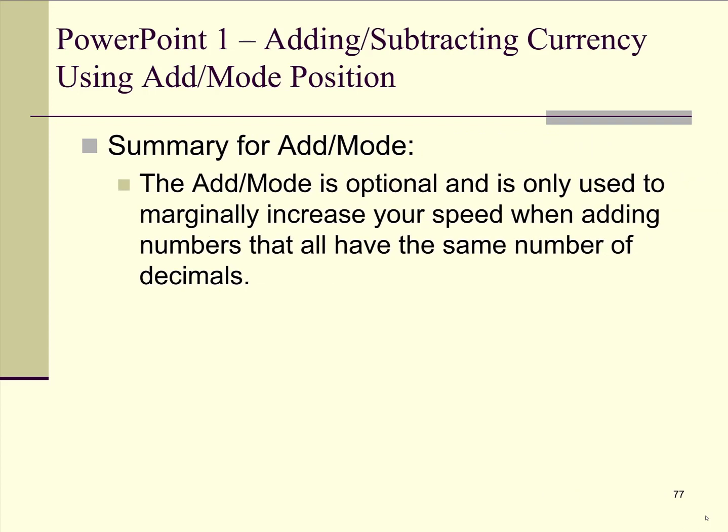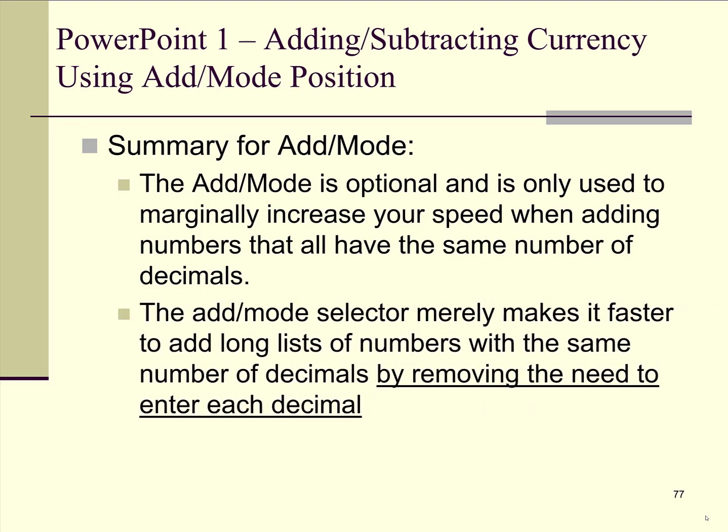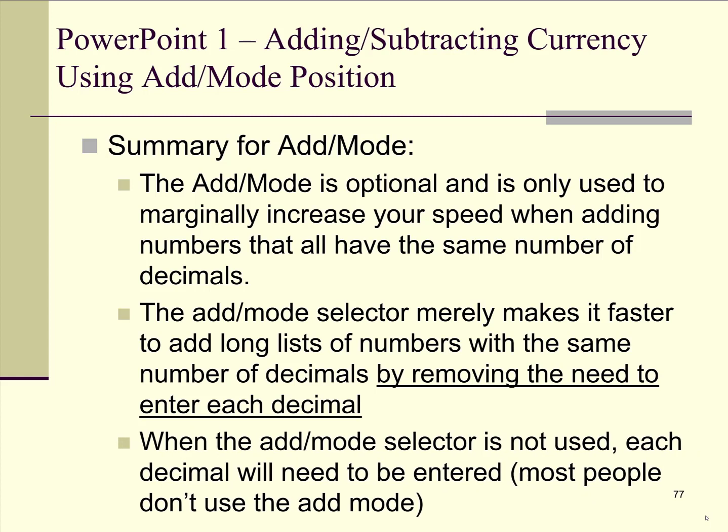So, final summary for the add mode. It's optional and is only used to marginally increase your speed when adding numbers that all have the same number of decimals. The add mode selector merely makes it faster to add these long lists of numbers with the same number of decimals by removing the need to enter each decimal. That's the only purpose of the add mode. And when the add mode selector is not used, each decimal will need to be entered. And this is the method that most people prefer, including me.